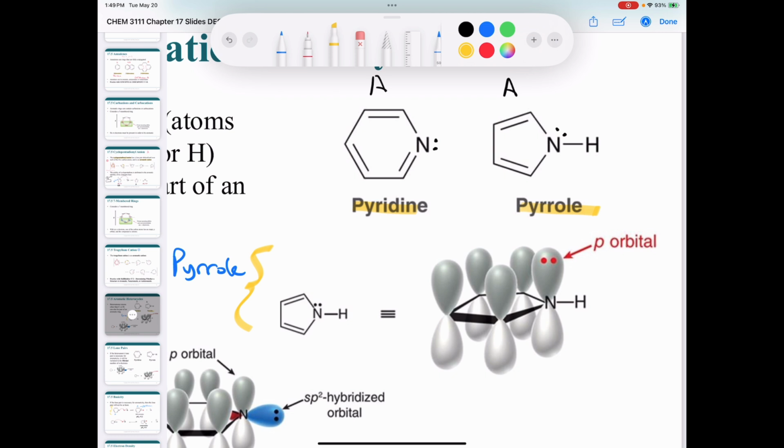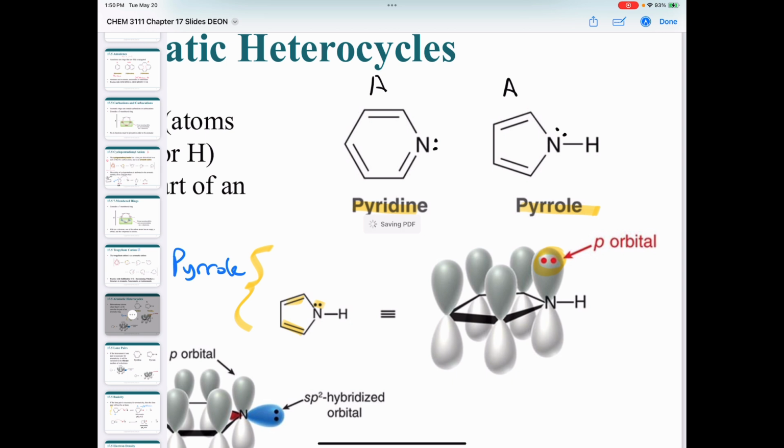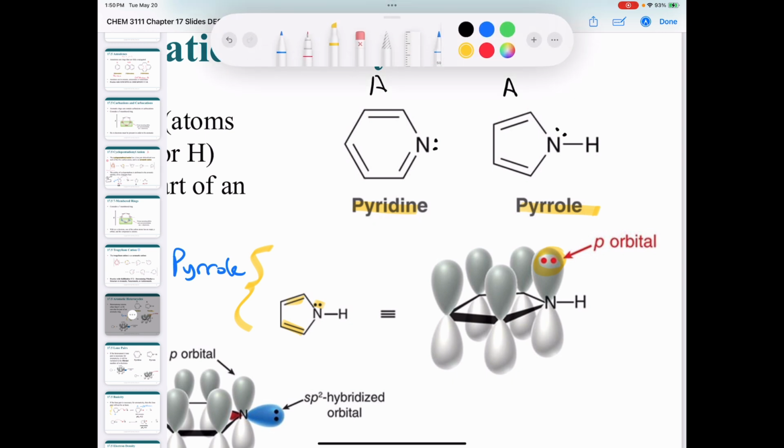Now if we take a look at pyrrole, again, the nitrogen atom is sp2 hybridized, but in this case, the lone pair is in a p orbital. In order for the pyrrole ring to achieve a continuous system of overlapping p orbitals, the lone pair on the nitrogen must occupy a p orbital. Recall that way back in the beginning of Organic Chemistry 1, that a lone pair occupies a p orbital if it's participating in resonance. So, with 6 pi electrons, 4 from the 2 pi bonds, 1, 2, 3, 4, and 2 from the lone pair that's on the nitrogen, this makes pyrrole an aromatic compound.